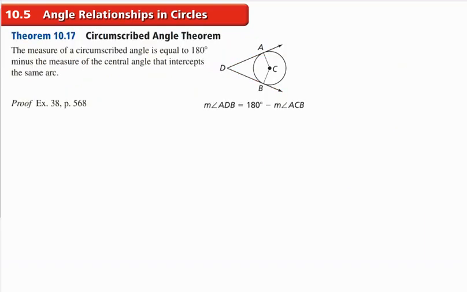So 10.17 gives us the circumscribed angle theorem. It says the measure of a circumscribed angle is equal to 180 degrees minus the measure of the central angle that intercepts the same arc. So we see that the measure of angle ADB is equal to 180 degrees minus angle ACB.